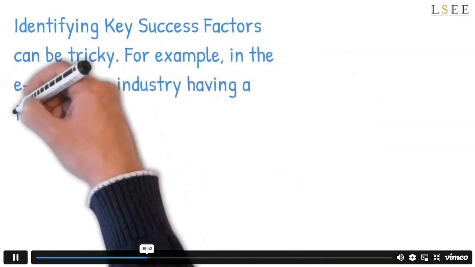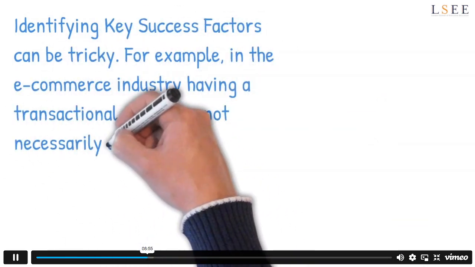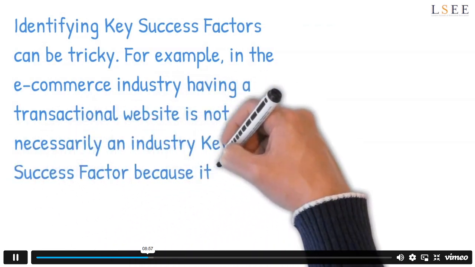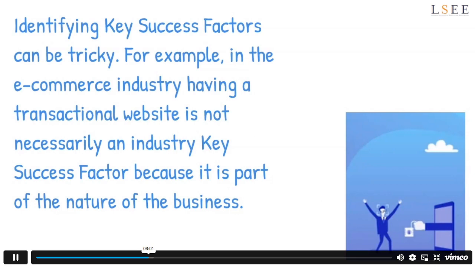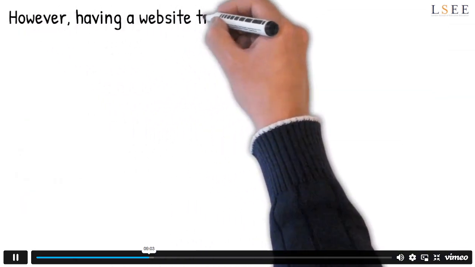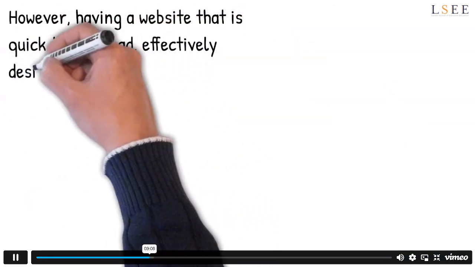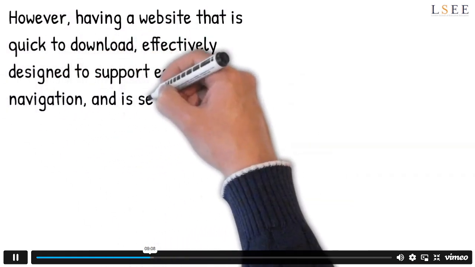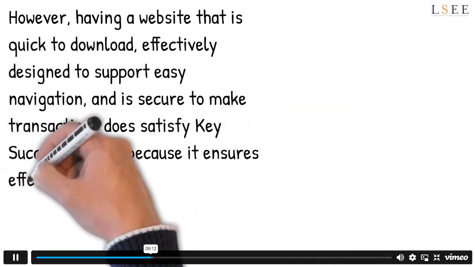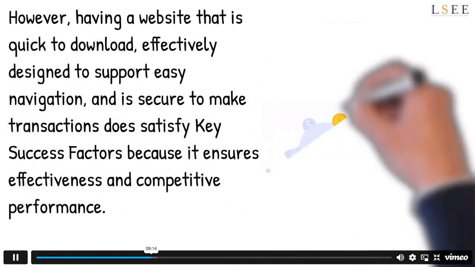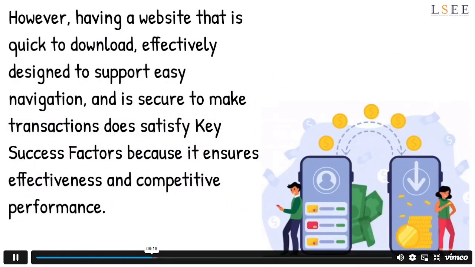For example, in the e-commerce industry, having a transactional website is not necessarily an industry key success factor because it is part of the nature of the business. However, having a website that is quick to download, effectively designed to support easy navigation, and is secure to make transactions does satisfy key success factors because it ensures effectiveness and competitive performance.